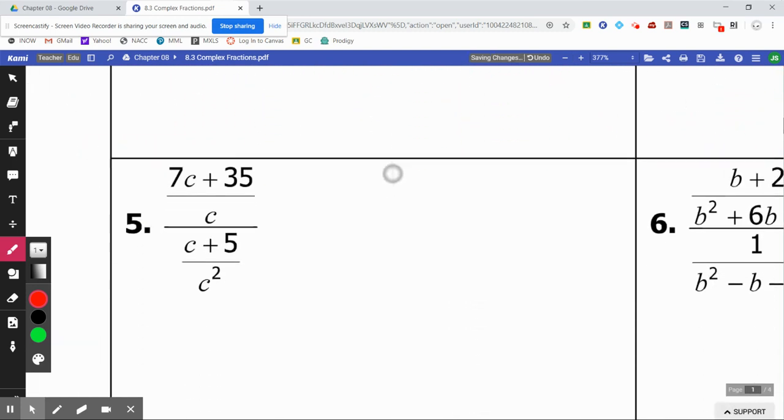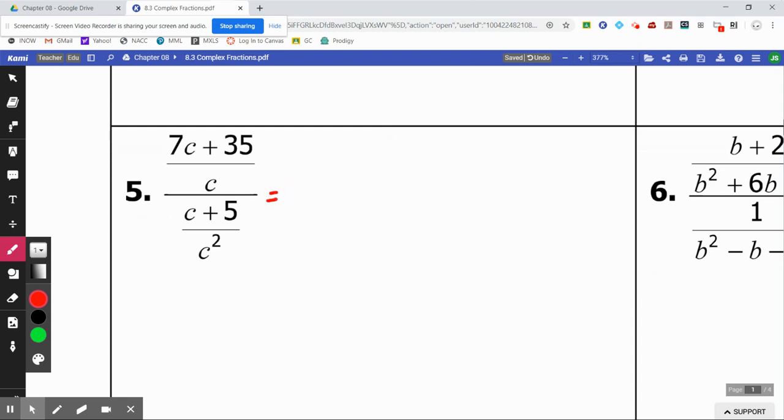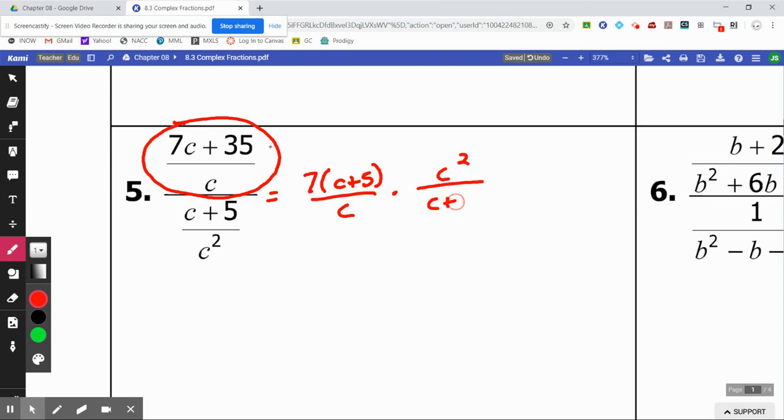Number 5, flip and multiply. And as you do, you can actually factor as you're flipping. So that's going to be pull out a 7. You're left with a c plus 5 over c times, we got to flip and multiply, so you got a c squared over a c plus 5 on the other side. C plus 5, nothing factors. C and c squared. You have a c squared on top and a c on bottom. Subtract, that leaves you with 1 on top. C plus 5s cancel completely, so that leaves you with a 7c on top and nothing on bottom.